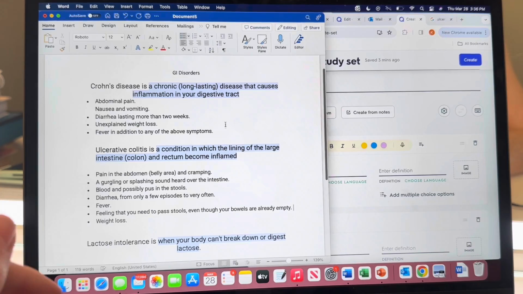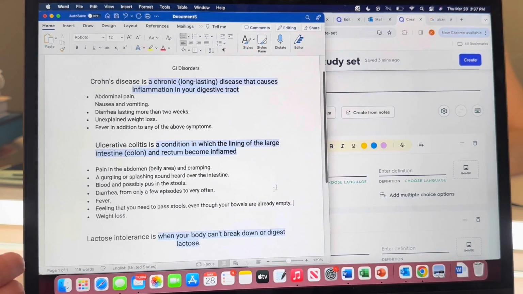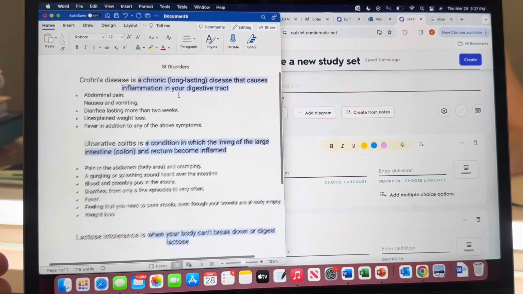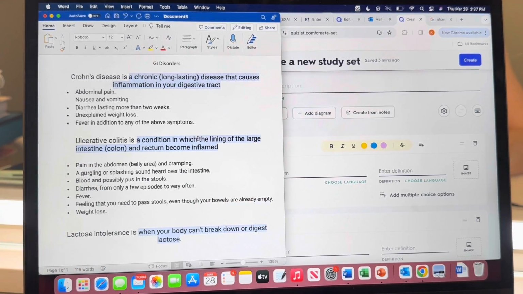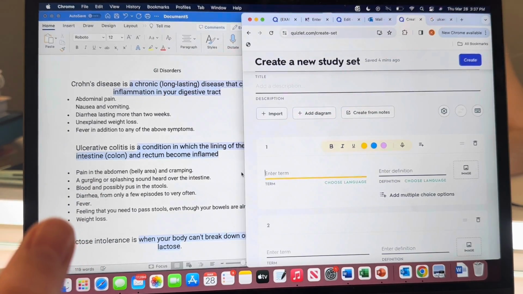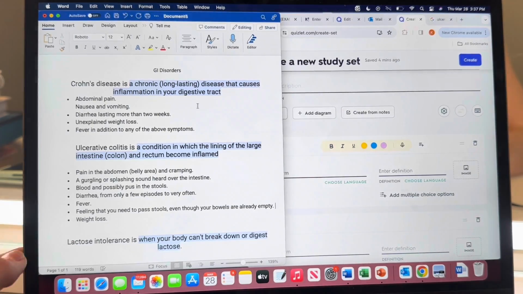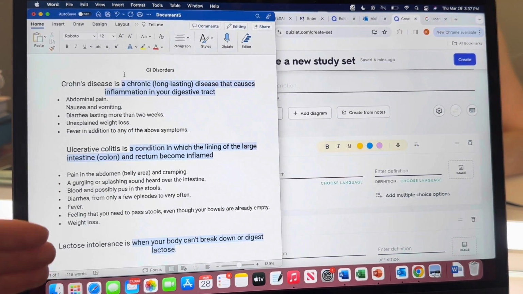I can't show you guys my school's grids and things, because those are copyrighted to the school, those belong to my school, and I can't show you guys all that stuff, but I made this for you guys as an example, and I'm going to show you guys how I put them into a study set. So for example, say I'm studying my notes, and these are my notes. I have the definition of Crohn's disease right here.